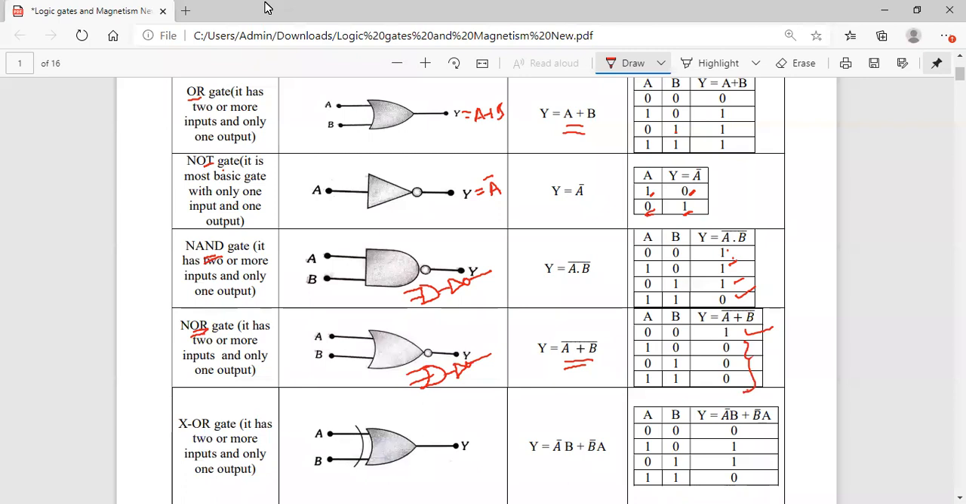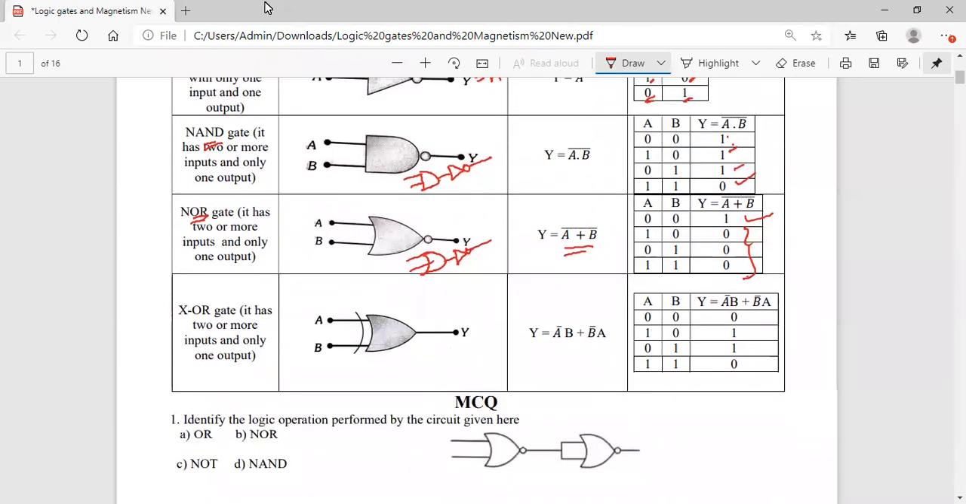Next one, XOR gate. This is the circuit diagram of the XOR gate. The Boolean equation of the XOR gate is given by Y is equal to A bar B plus B bar A. In the truth table, if both the inputs are low, output is low. If both the inputs are high, output is low. The output is high only if one input is high and one input is what? Low. So this is the truth table of the XOR gate.